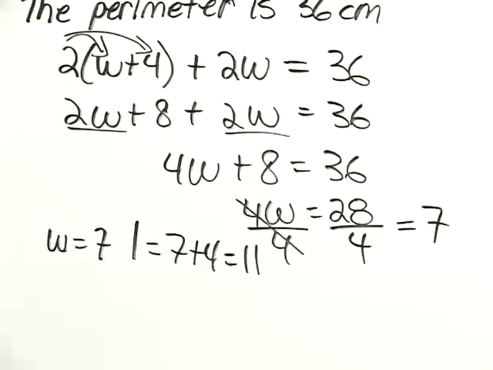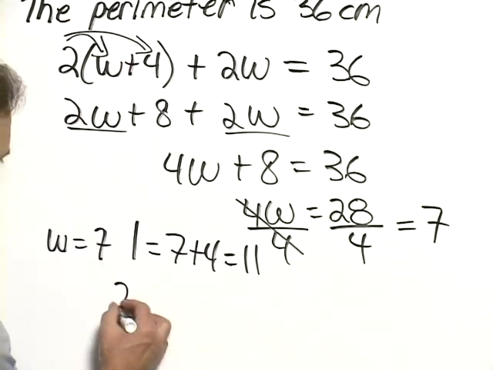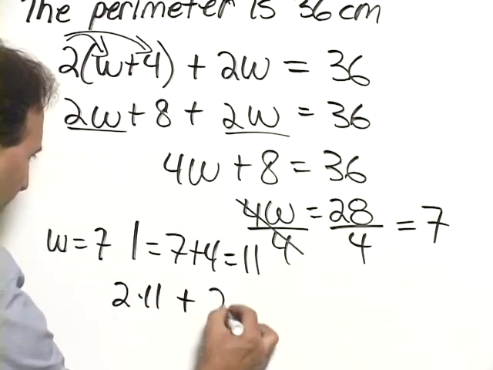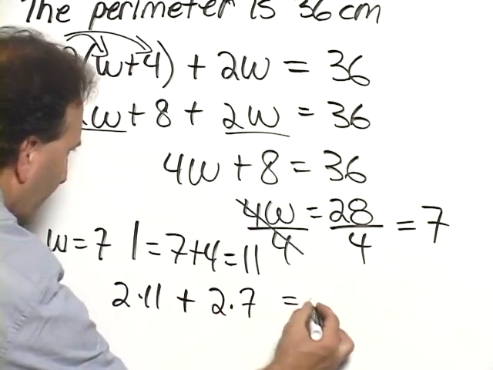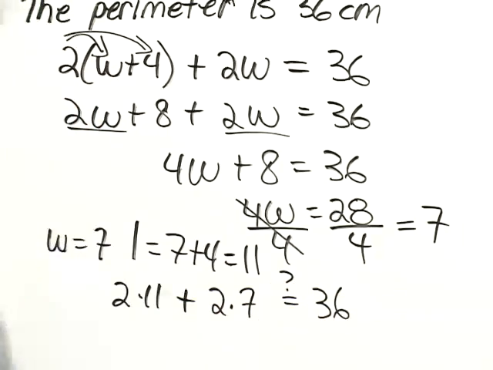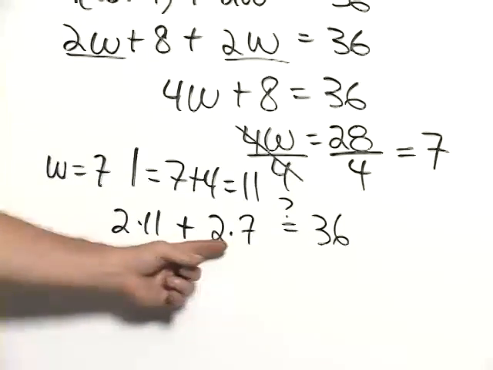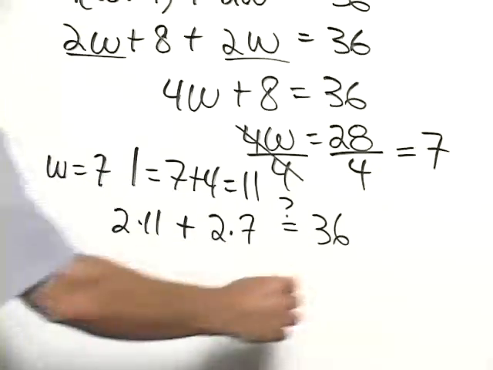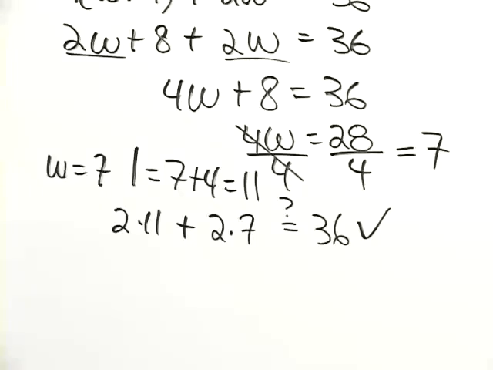Now, the fourth step is to check. And so to check this, what we need to do is find out if those two answers, that is the width is 7 and the length is 11, will give us the correct perimeter. Well, the way we do that is we multiply 2 times 11, we multiply 2 times 7, we add them together and see if they're 36. Well, this is 22, that's 14, 22 plus 14 is 36, so it checks.